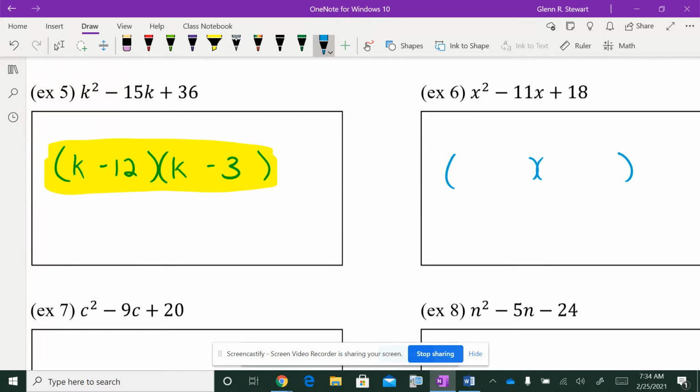What's going to multiply to give you 18 and add to give you negative 11? Yep, go ahead. -9 and -2. Good.